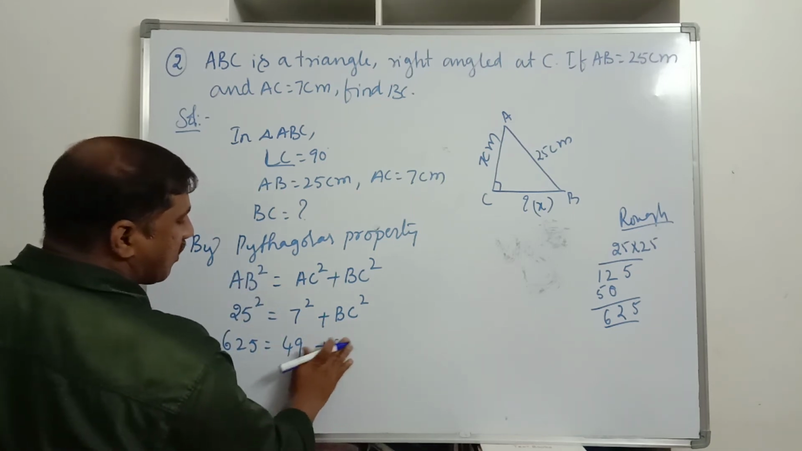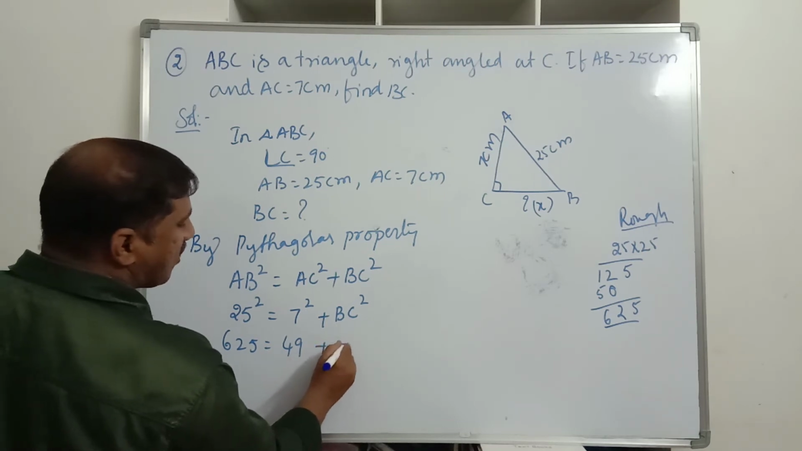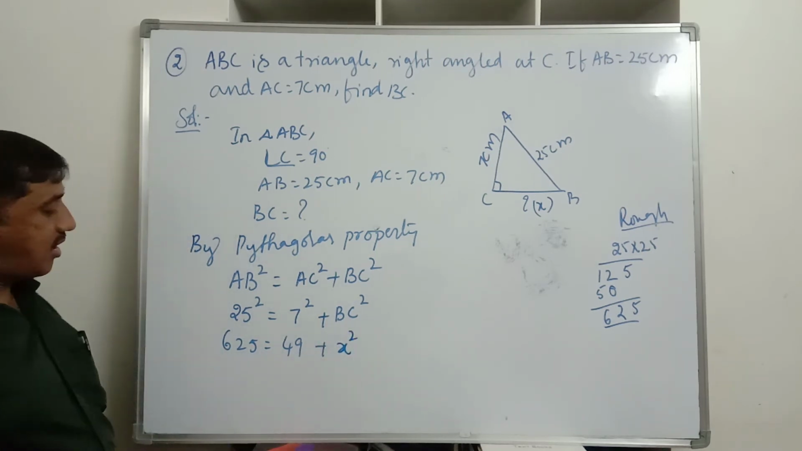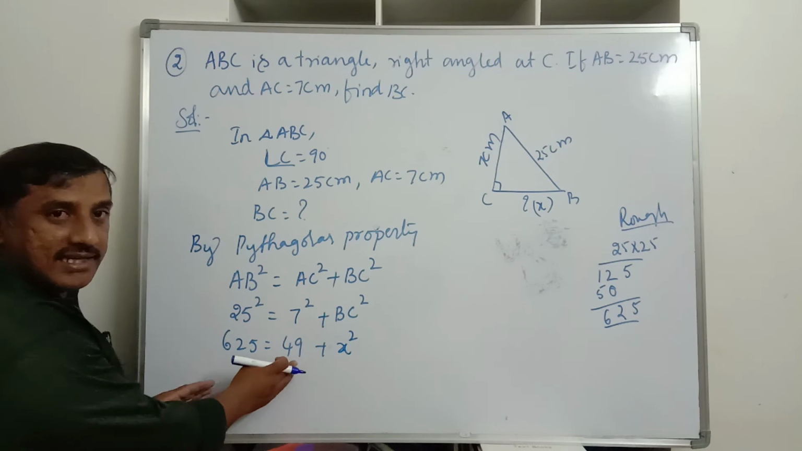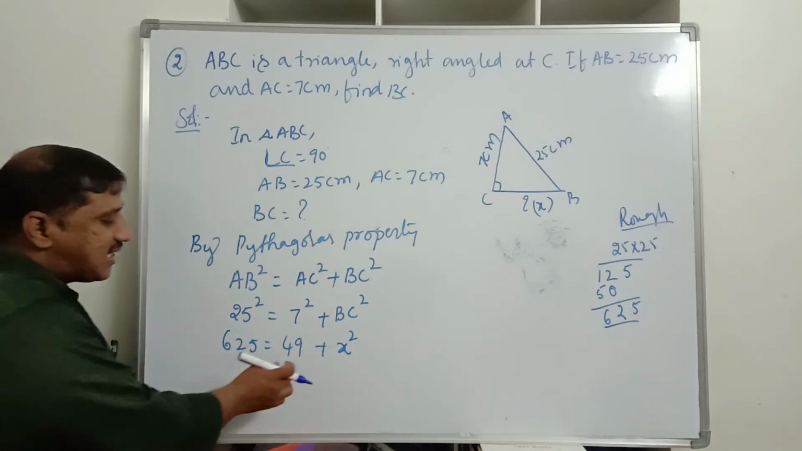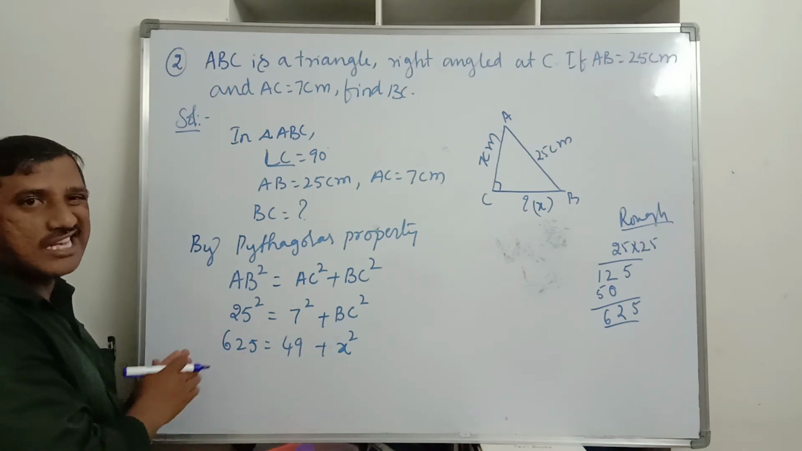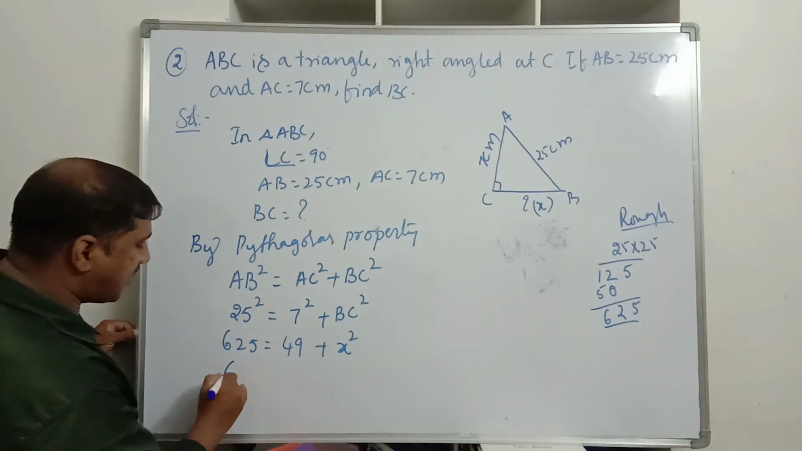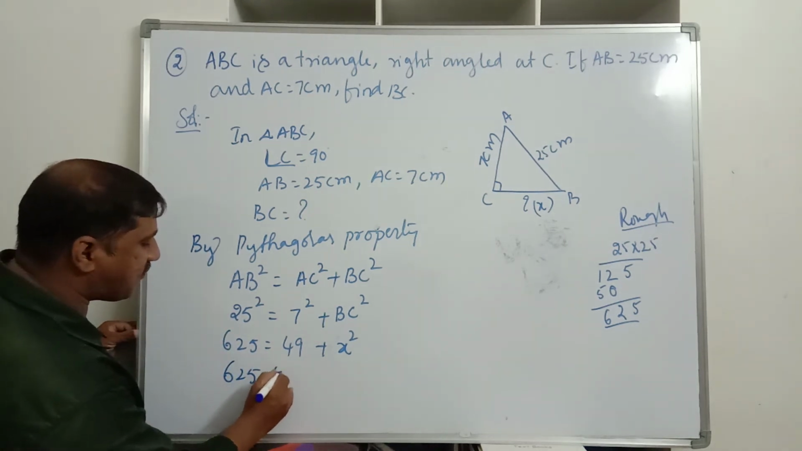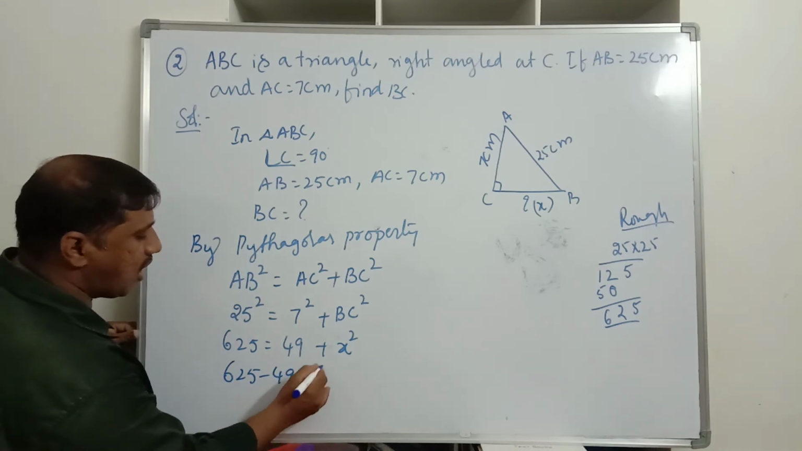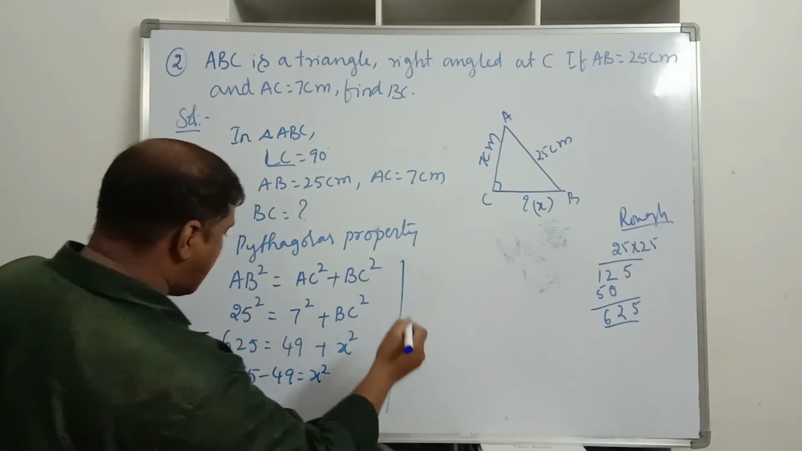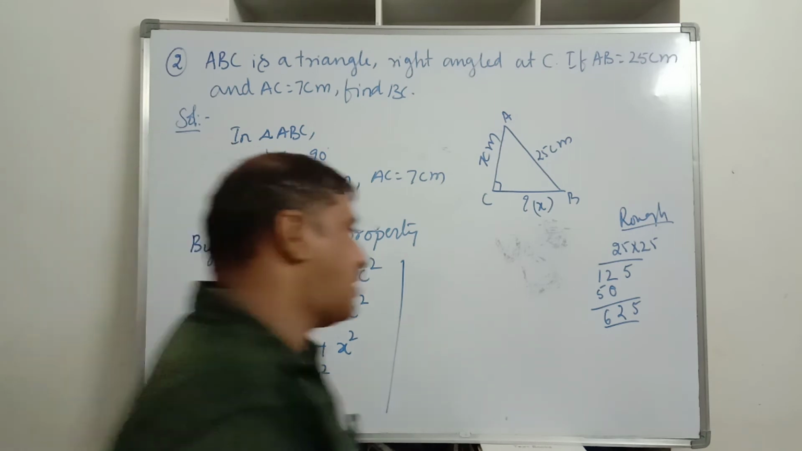BC is what you have taken as X, therefore it is X square. Now 49 is there, so transpose it to the other side, as here it is adding. Therefore, what will it do? It subtracts by transposing, by changing to the other side. 625 minus 49 is equal to X square. How much do we get for 625 minus 49?